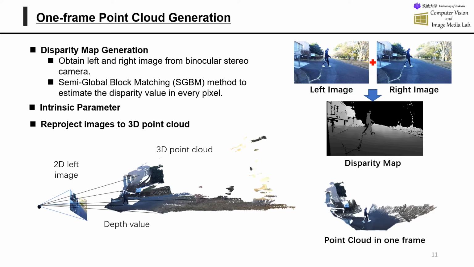The dynamic point cloud is required to be updated frame by frame. In this case, we calculate the disparity map and then match it with the RGB-D map to reconstruct the point cloud in one frame, and then update it frame by frame. To calculate the disparity map, we obtain the left and right images from a binocular stereo camera. Then we use the SGBM method to estimate the disparity value in every pixel block of the left image. After camera calibration, we can get the intrinsic parameters and extrinsic parameters. By using geometry calculation, we can obtain the 3D point cloud by adding the depth information on the left image.